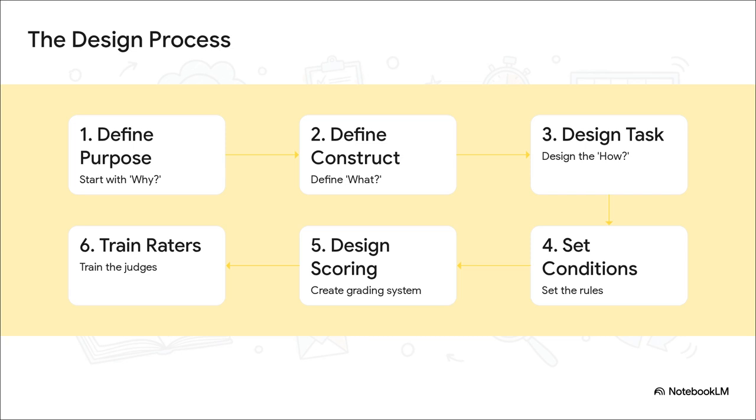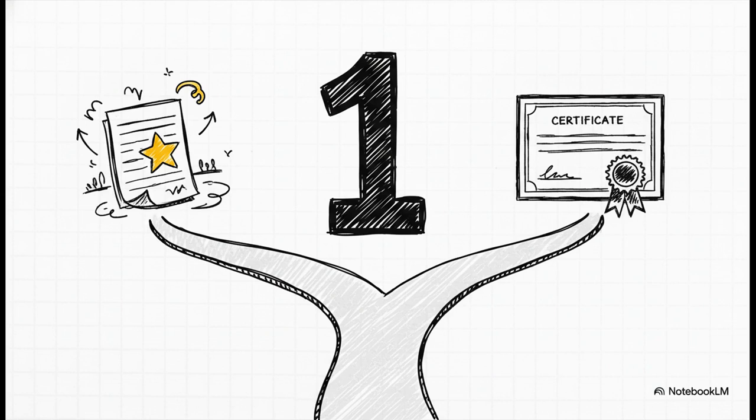From there, we set the rules, design a scoring system, train the judges to make sure they're consistent, and then, and this is key, we test our own test. Let's dig into some of the most important stages. Everything, and I mean everything, starts with step 1, define the purpose.